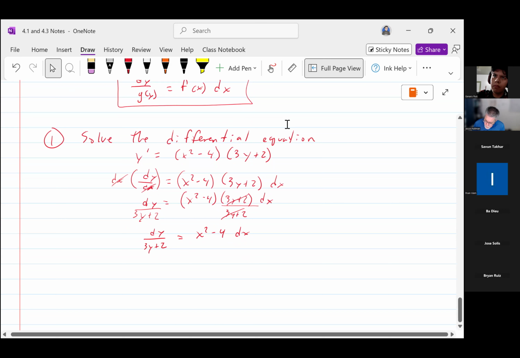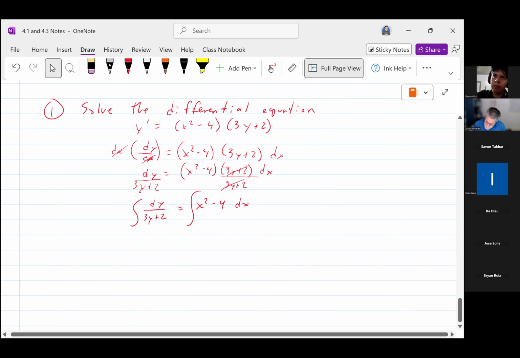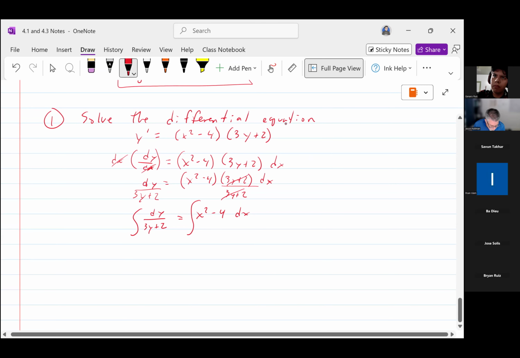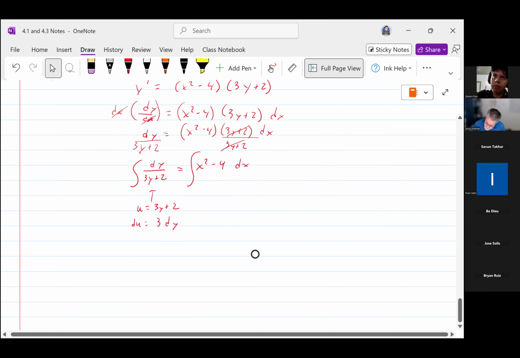Okay, so now what do we want to do? Well, we want to integrate both sides of the equation. So I'm going to do a u sub on this side here. I'm going to say u is equal to 3y plus 2, du is equal to 3 dy. So du over 3 is equal to dy.